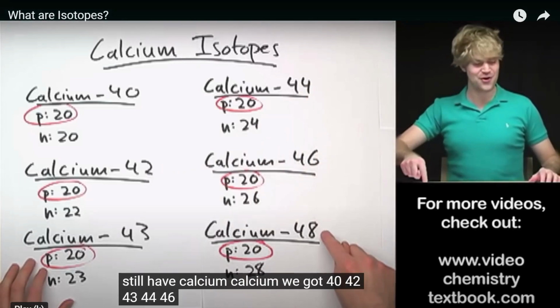What do we call all of these different versions? Each one is a different what? Isotope.